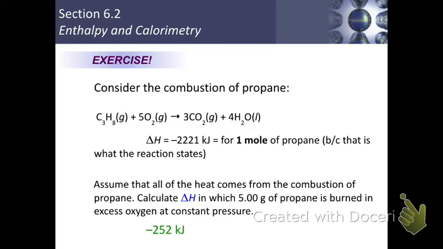But the question we're trying to answer is, calculate the delta H in which 5 grams of propane is burned. So instead of a whole mole of it, we have to see how much heat will be released if we only use 5 grams of propane. Are the wheels turning as to how you could start solving that problem? Let's first look at how many moles is 5 grams of propane. That's the first goal. So let's go ahead and do that.